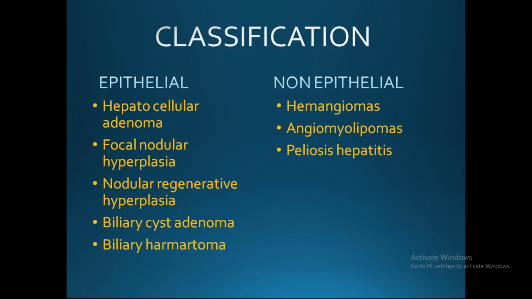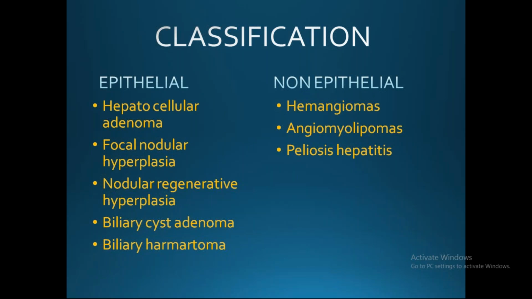Thank you. So in the epithelial classification, hepatocellular adenoma and focal nodular hyperplasia are the important subtypes. And the less common ones are the nodular regenerative hyperplasia and biliary cystadenoma and biliary hematoma. So coming to the non-epithelial one, the most commonly diagnosed liver lesion is hemangiomas. So for hemangiomas which are very small in size, you should not go for aggressive management. You can just leave that alone.